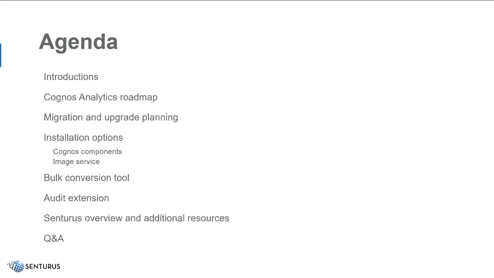Today's agenda, we'll do some quick introductions, go through the current Cognos Analytics roadmap, talk a bit about migration and upgrade planning, and the installation options, particularly for a couple of new and changed items. We're going to talk a little bit about the bulk conversion tool for those of you who are still on Query Studio. I'll be talking a bit about that. Also, the audit extension, which is now a standard inclusion in the Cognos install as of 11.2.4. Do a little overview of Senturus, and as I said, we'll do Q&A at the end.